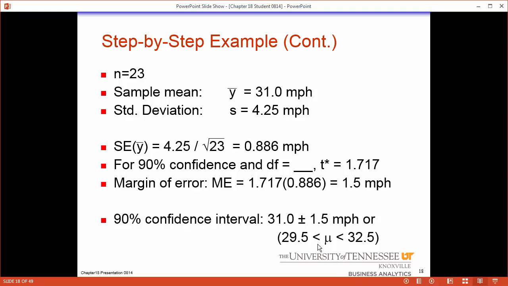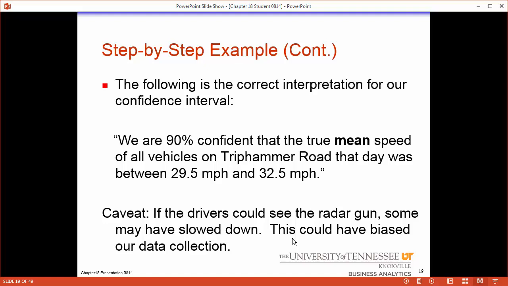And we've seen this with proportions. This is 31 plus or minus 1.5, and look at that. It makes a nice and pretty interval. The interpretation here is very important. We would say we are 90% confident that the true mean speed of all vehicles on Trip Hammer Road that day was between 29.5 miles per hour to 32.5 miles per hour.